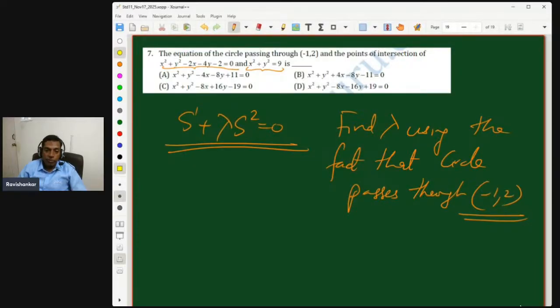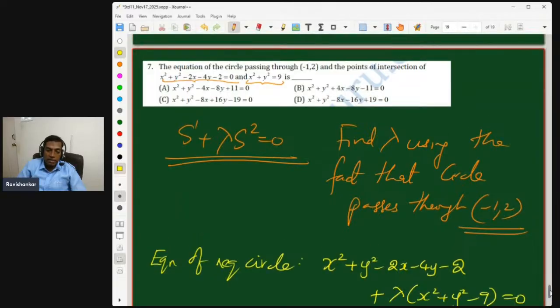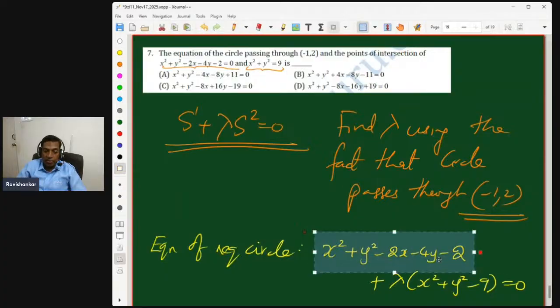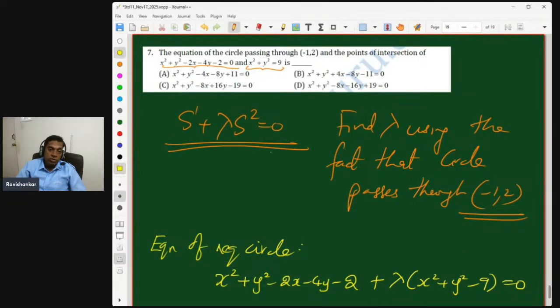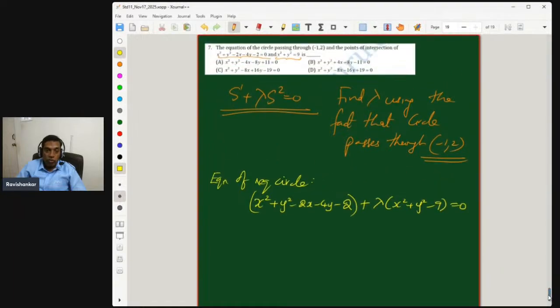Okay, question 7, a few people have answered. I think the answer box was not posted. Okay, that's okay. So the equation of the required circle is x squared plus y squared minus 2x minus 4y minus 2, plus lambda times x squared plus y squared minus 9, is 0. So I said it's S1 plus lambda S2, just to give you this notion that when lambda is minus 1, it is the common chord, right?